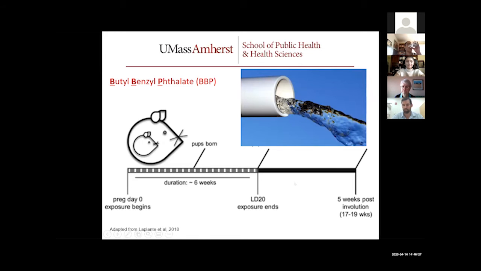So to study this, we exposed Balb mice over the course of pregnancy and lactation to butyl benzyl phthalate. So this is a chemical that is commonly used in PVC pipes, as well as some other plastic components, as a plasticizer. It comes into contact with water and therefore can contaminate it.